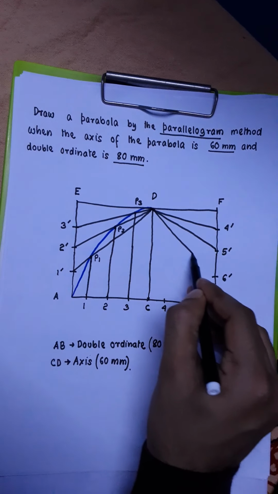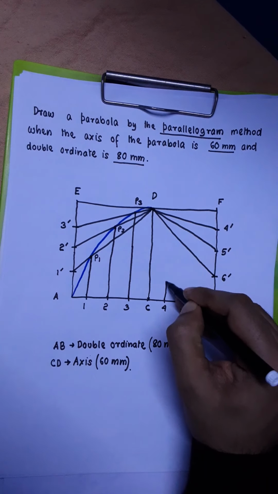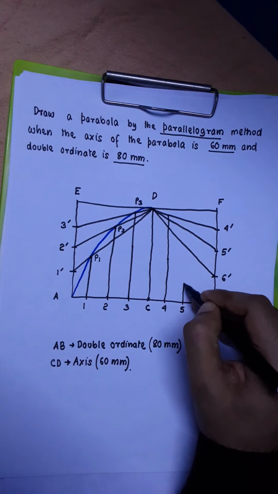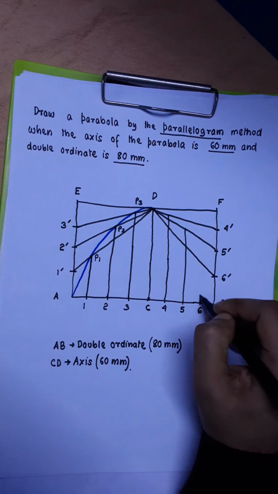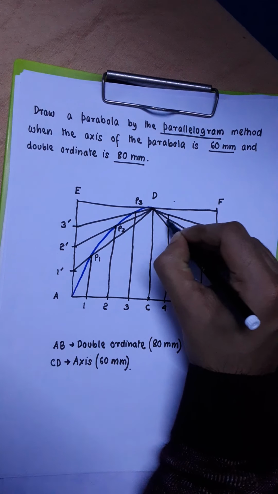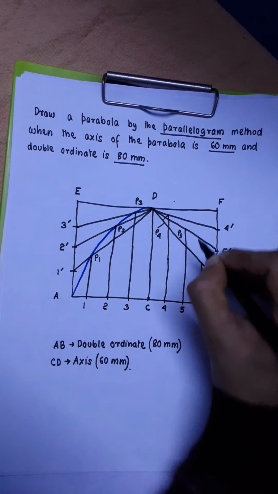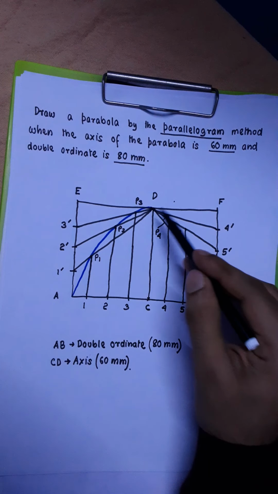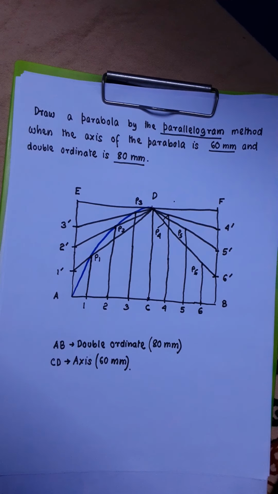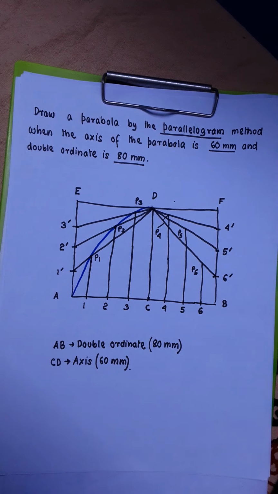These 3 points you join with D, and from 4, 5, 6 you draw vertical lines. So from 4 you draw a vertical line extending up to this one. From 5 you draw a vertical line extending up to this one. From 6 you draw a vertical line extending up to this one. So this point should be called as P4, this is P5 and this is P6. So through D, P4, P5, P6 and B, if you draw a smooth curve, then that will be the required remaining half of the parabola.